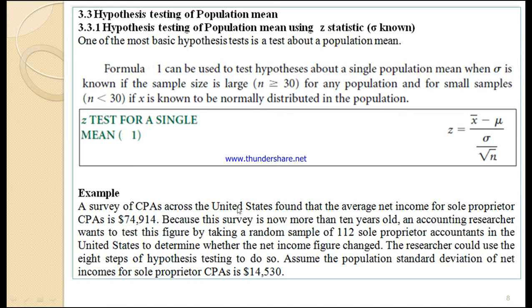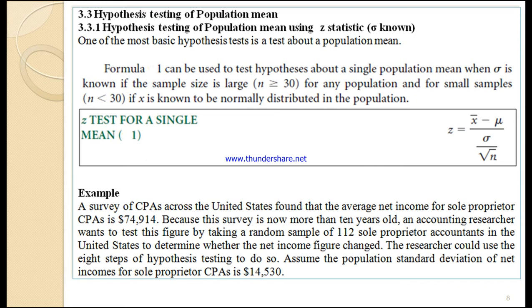Let us deal with one example about hypothesis testing of a population mean. Suppose that a survey of certified public accountants across the USA found that the average net income for sole proprietor CPAs is $74,914. And because this survey is now more than 10 years old, an accounting researcher wants to test this figure by taking a random sample of 112 sole proprietor accountants in the United States to determine whether the net income figure has changed.